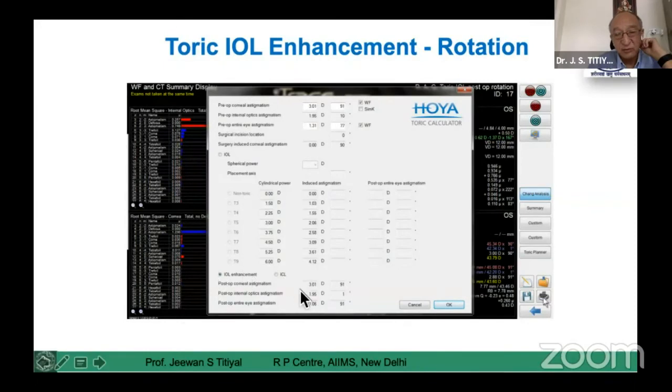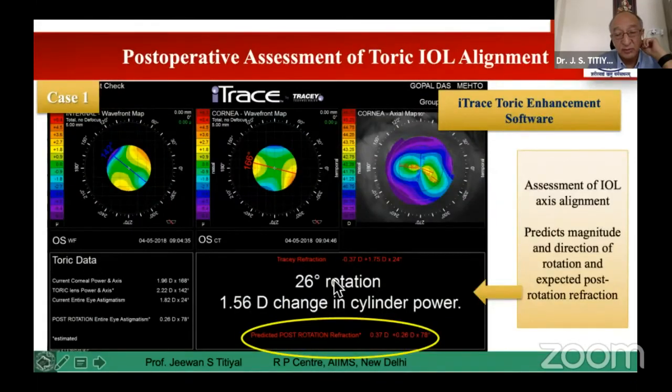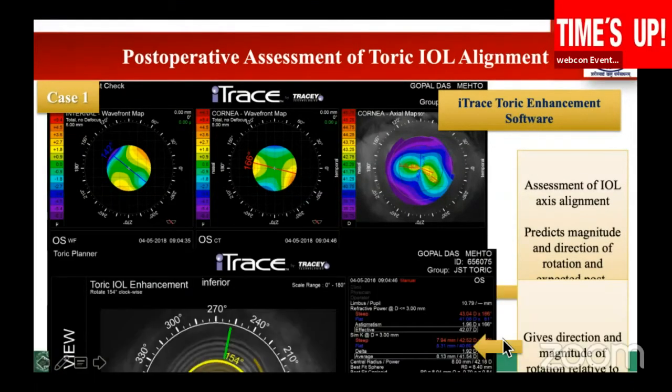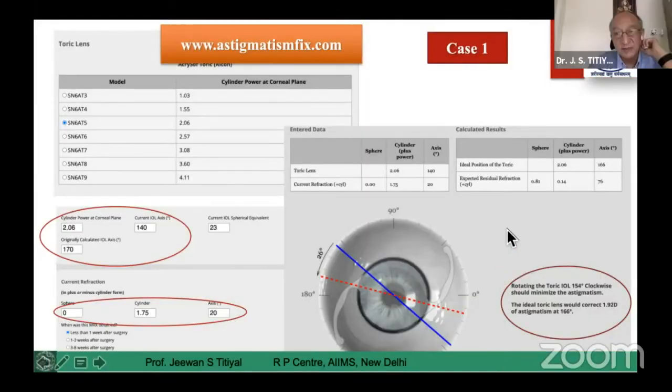Toric enhancement also will tell you how much rotation is required for a particular case. And with that rotation, how much change will occur in the corneal refractive power, actual refractive power, and what will be the post-op residual astigmatism for this patient. That is a great tool to give you analysis here. And the same can be checked with astigmaticfix.com, which gives you the same results here.